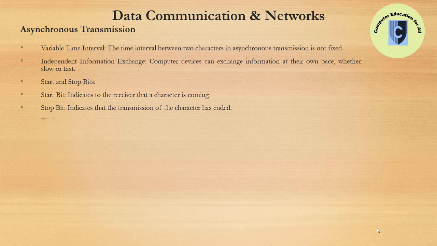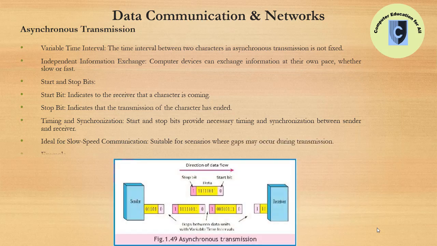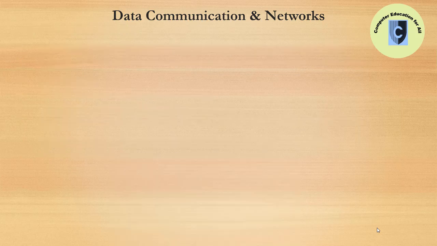The start bit tells the receiver that a character is coming, and stop bit indicates that the transmission of character has ended. This type of transmission is ideal for slow-speed communication when gaps may occur during transmission. Example of asynchronous transmission is keyboard data transmission.